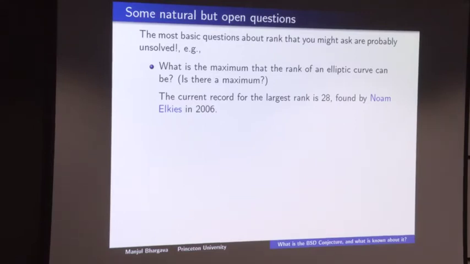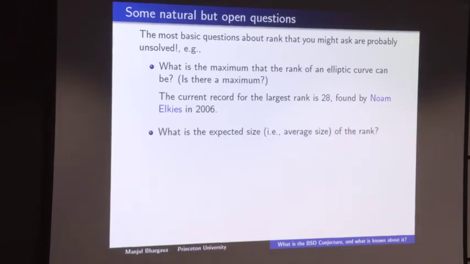It was found by Noam Elkies in 2006. He found 28 independent points on this curve. In other words, 28 points that couldn't be obtained from the others by this connect the dots procedure, and so therefore the rank is at least 28, but no one's proven that it's exactly 28 or whether it's even bigger. And that's the largest number of independent points that have ever been found on an elliptic curve.